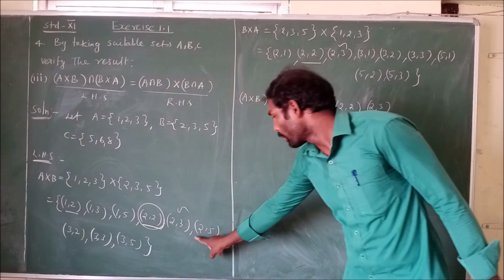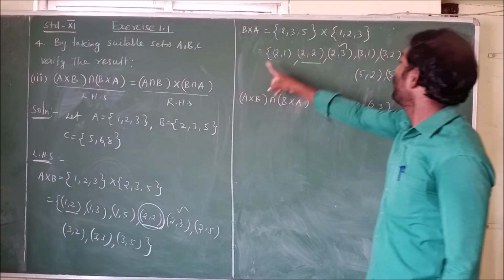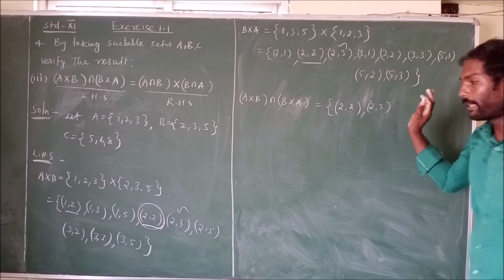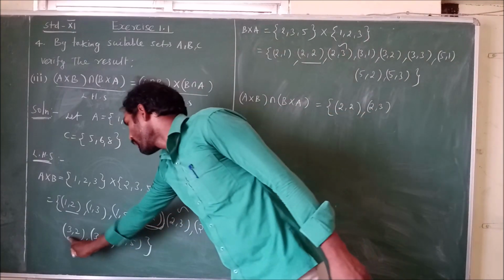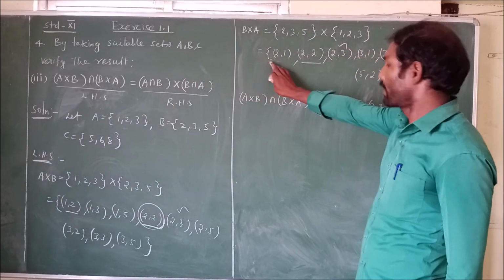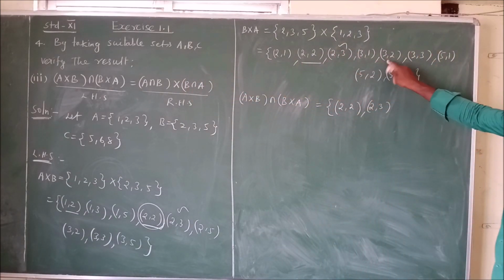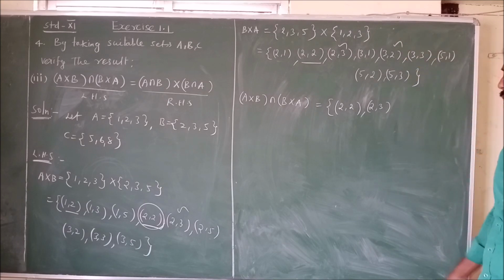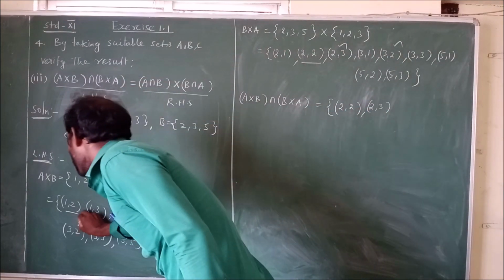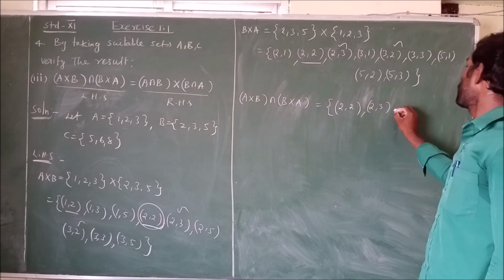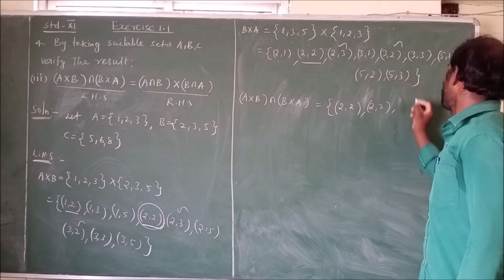Third one is (2, 5) in A cross B. Does it appear in B cross A? No, it does not appear. Again, (3, 2) appears in A cross B and also in B cross A. Both appear, so the next entry is (3, 2).